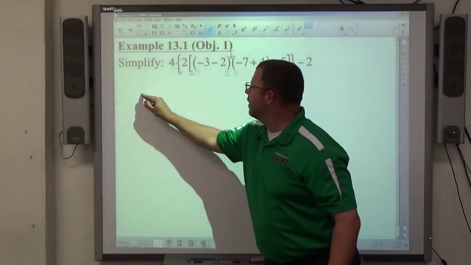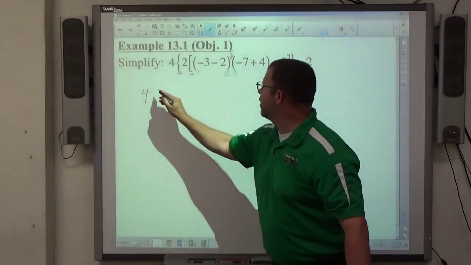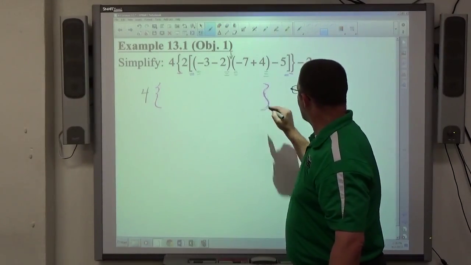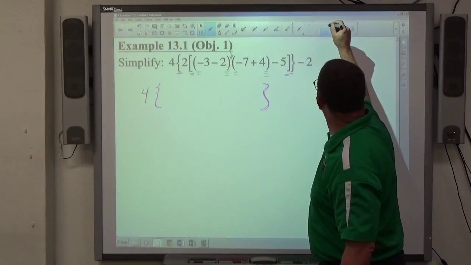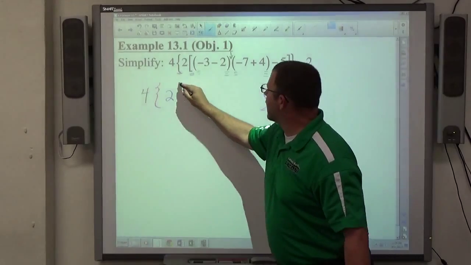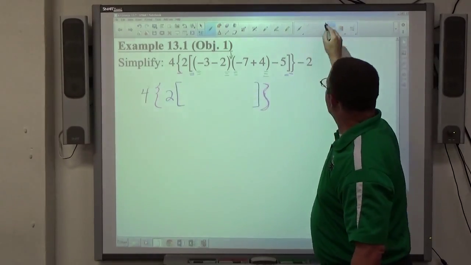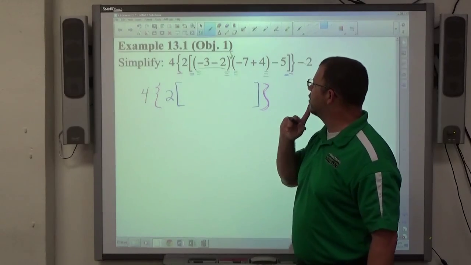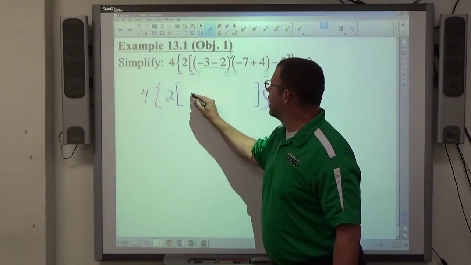So, 4, I'm not doing anything to yet. I've got a beginning brace, I've got an ending brace. Let me draw that as well. Okay, then I've got 2, beginning bracket, end bracket. Then I've got -3 minus 2, which equals? -3 minus 3 equals? I mean, -5. -5, very good.